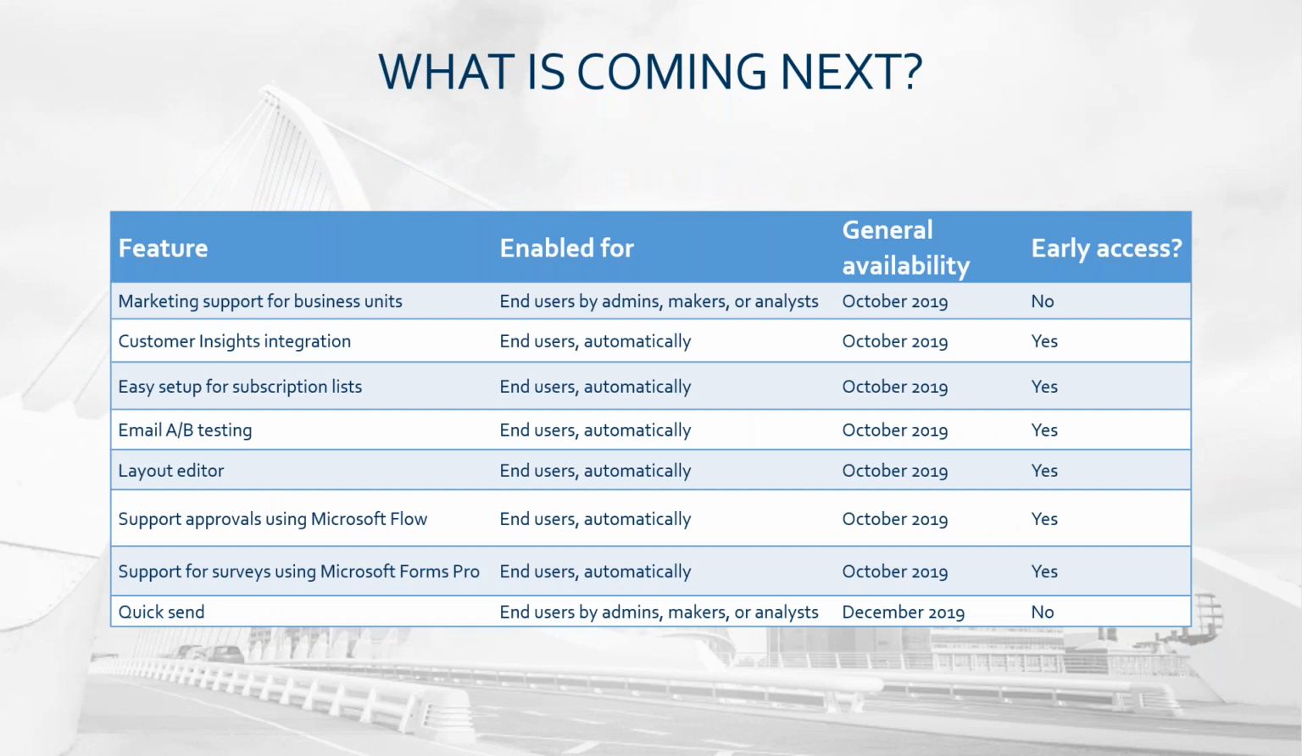And the last topic that I would like to cover with you is what's coming next. I think that's important to say that Dynamics for Marketing is an online service, so it's constantly improving. So we have two major releases over the year. So each major release we can have different and new features or improvements of existing features.